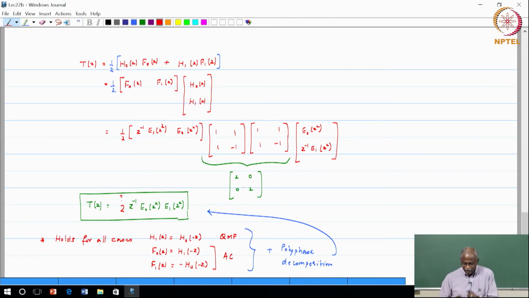So I'll double check it from the beginning, but for now, this is the transfer function with the QMF condition satisfied, the aliasing cancellation condition satisfied, and the polyphase decomposition being applied. Most important in any result is the interpretation and the insight that you get from there. So the transfer function T of Z is equal to, let me write it with the scale factor for now, 2 times Z inverse E naught of Z squared E1 of Z squared.